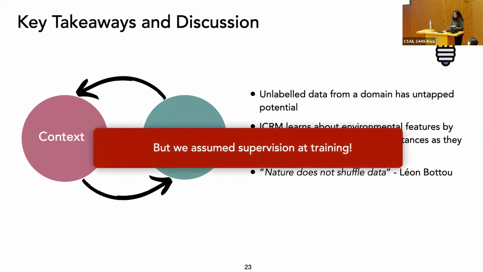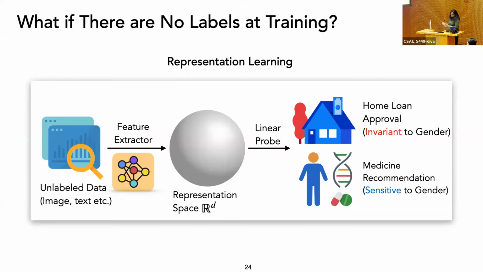Yeah. So although this is a very interesting method to adapt to different distribution shifts, there was one key assumption that we made at the beginning of this talk, which was that we have the labels present at training. We were minimizing the risk at each of the context length for a given environment. But we know that we can't really scale having labels at training. So what if there are no labels at training?